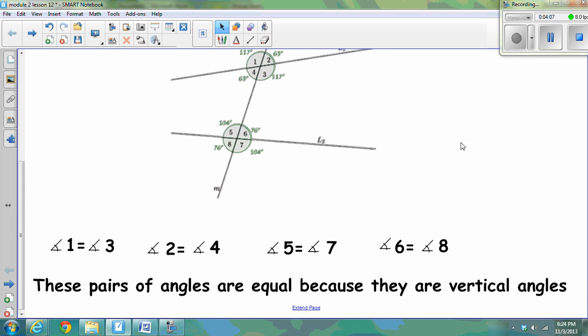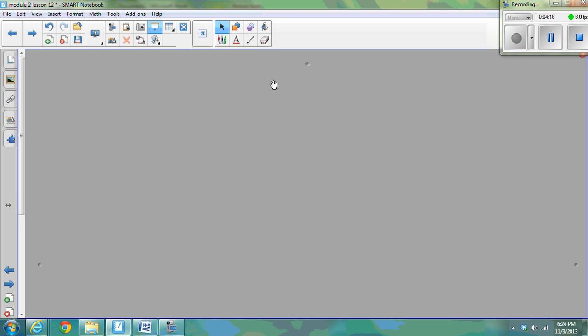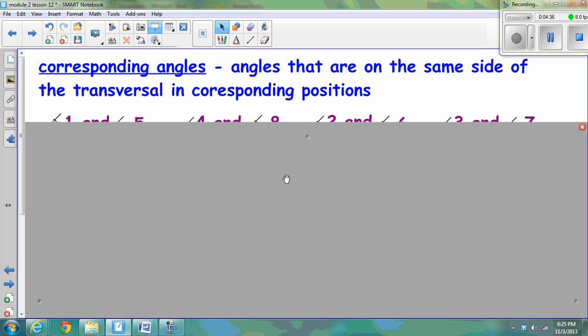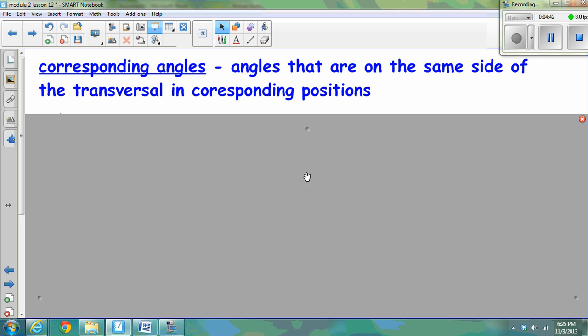Now let's get some definitions. Corresponding angles. Corresponding angles are angles that are on the same side of the transversal in corresponding positions. So copy that definition. Pause the video if you need to while you copy this down. You need to have these definitions in your notes. This will be on the test. Let's go look at the picture and see which angles are on the same side of the transversal in corresponding positions.